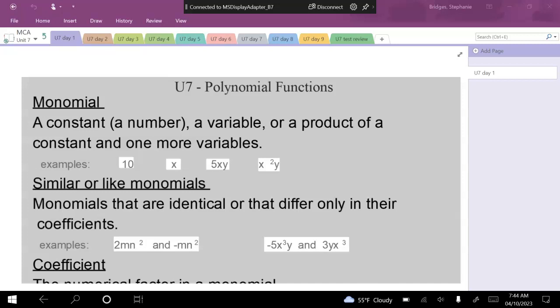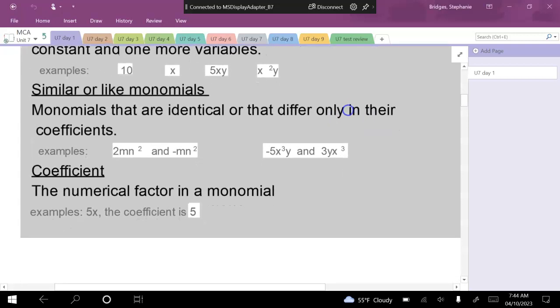Those are like terms because exactly the same variables and exactly the same exponents. And then the second example there, it says negative 5x to the third y and 3yx to the third. Even though the x's and the y's are in a different order, they have the same exponents attached to them, and the order of multiplication doesn't matter. So those are also still like terms, even though they look a little bit different.